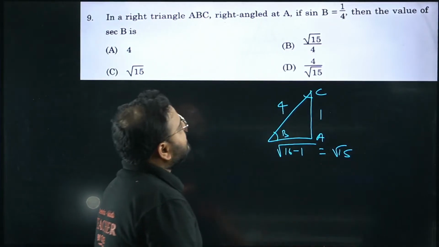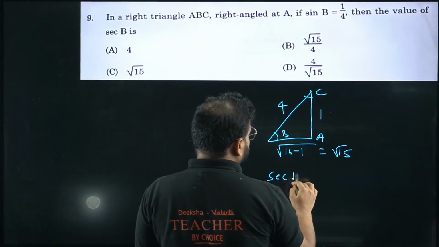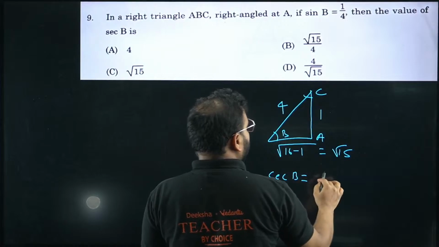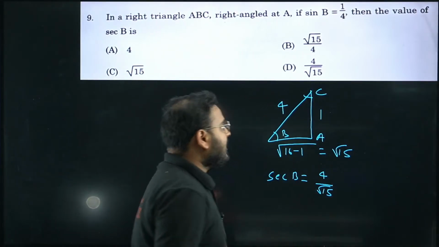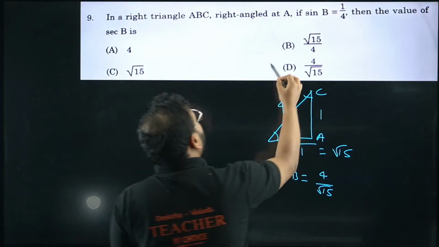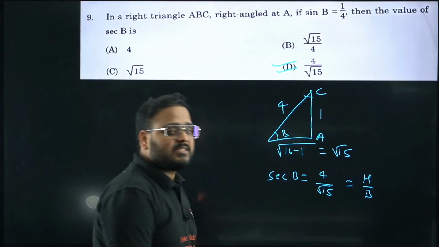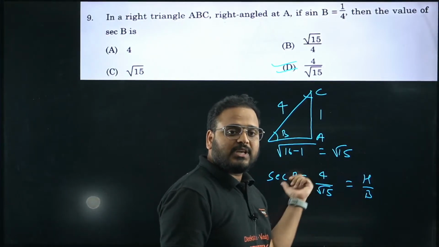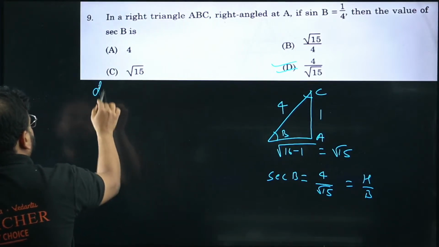What are we asking? The value of sec B. Sec B will be what? 4 upon root 15, hypotenuse by the base. Answer is 4 upon root 15. Please check. How are we getting this? Hypotenuse by the base, because cos is base by hypotenuse, right? So sec will be hypotenuse by base. Option D is right. Simple questions.